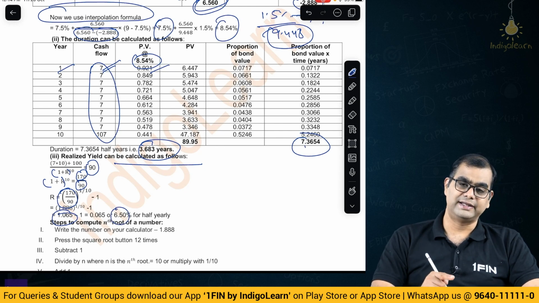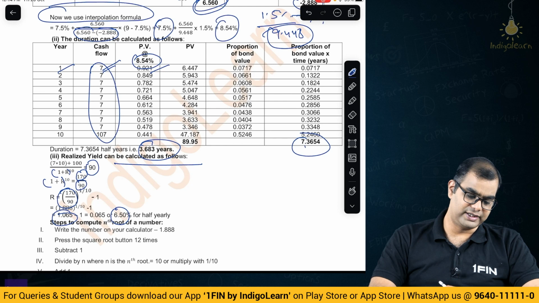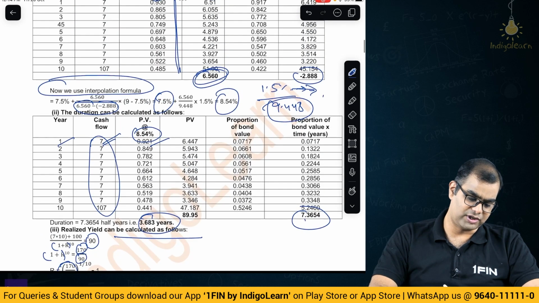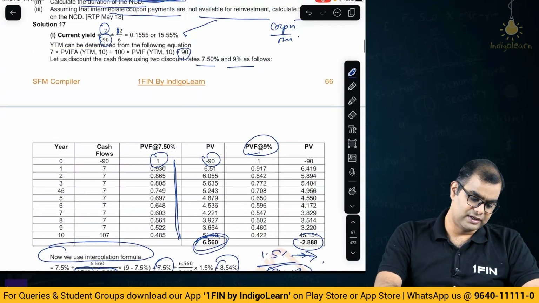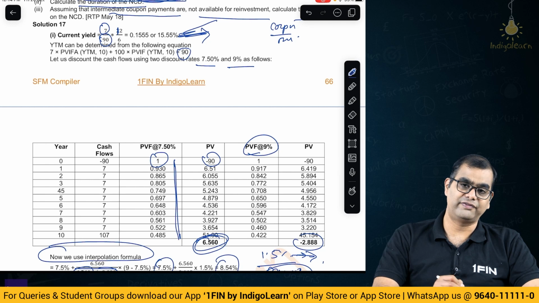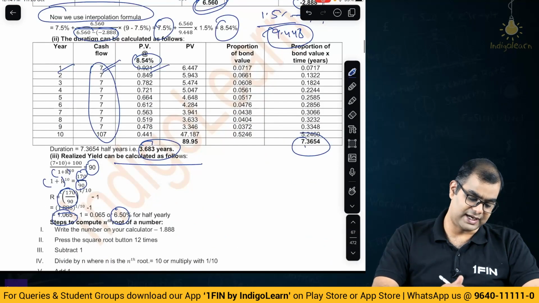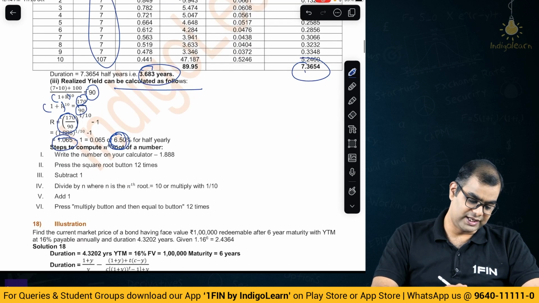So the yield is not actually even 7.77, which is what we saw, no? 7.77 is what we were getting here, 7.77 half yearly and 15.55 on an annual basis. That is also not the case. It is 6.5% half yearly.